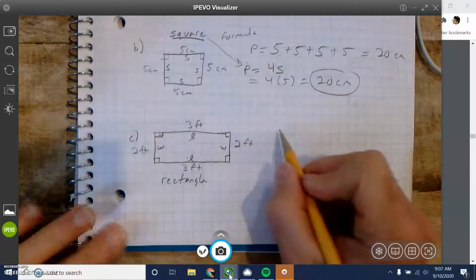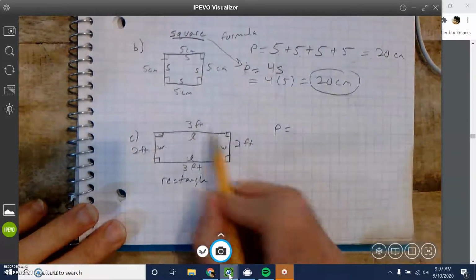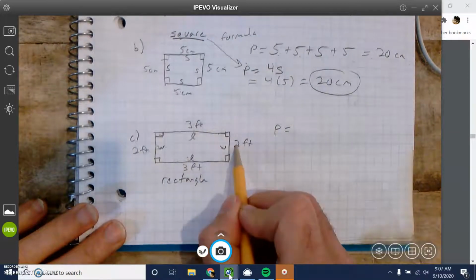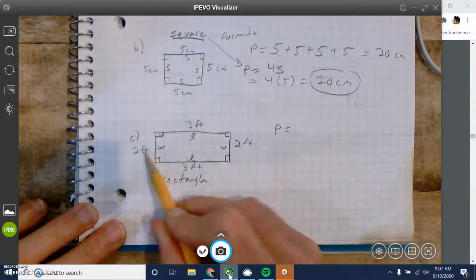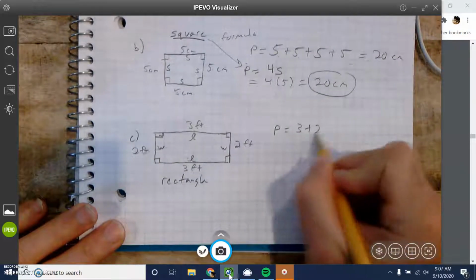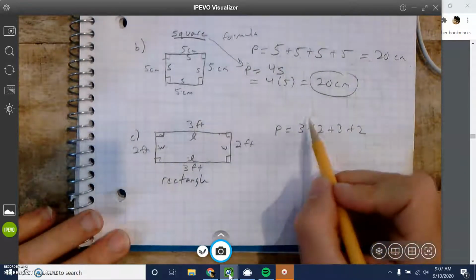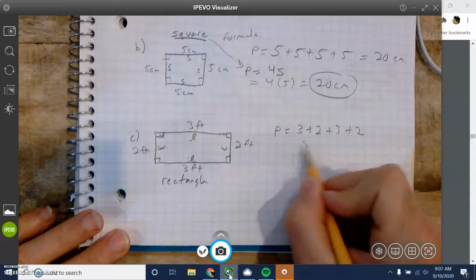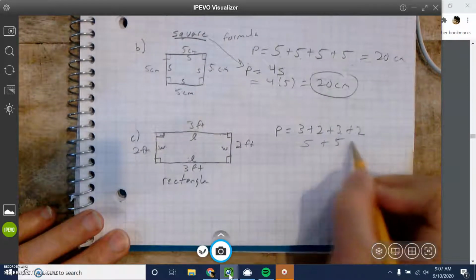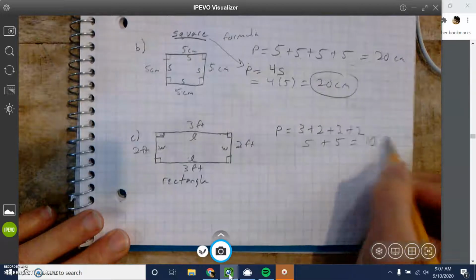So one way to do it, never get it wrong, is just add up all the sides. 3 plus 2 plus 3 plus 2, like that. So 3 plus 2 is 5. 3 plus 2 is 5. 5 plus 5 is 10 feet.